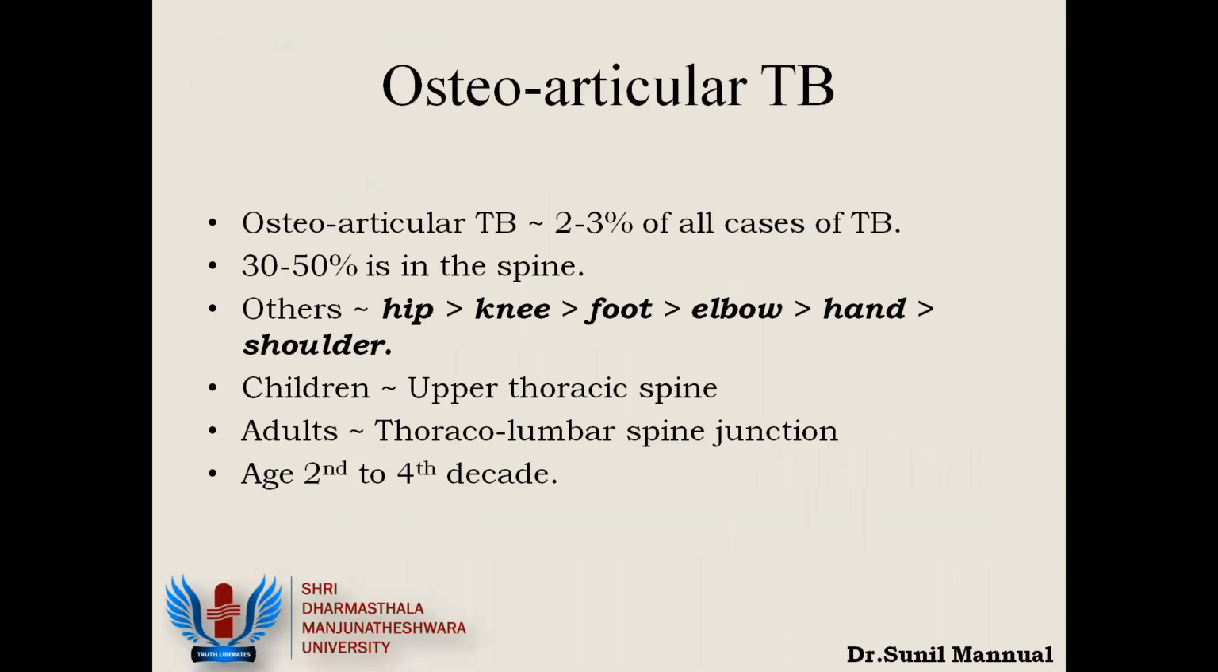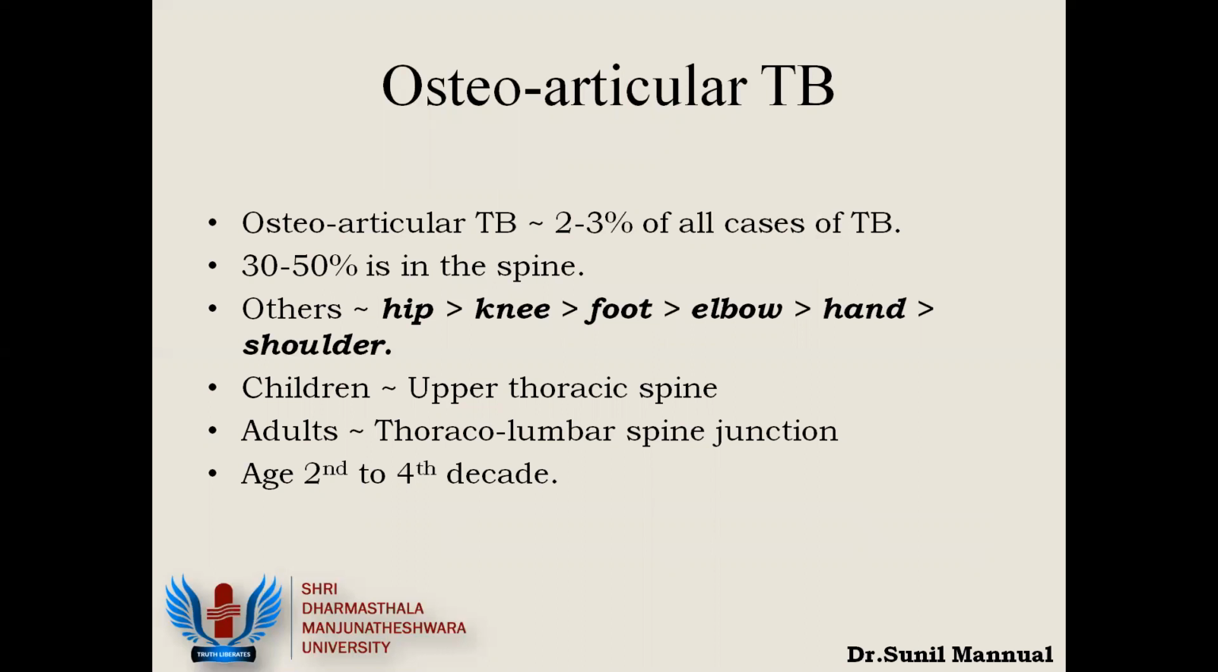I have labeled this slide as osteo-articular tuberculosis. By osteo-articular tuberculosis, what I mean is tuberculosis affecting the bones and joints. So that is the disease burden for an orthopedic surgeon. And osteo-articular tuberculosis is also an extrapulmonary kind of tuberculosis. That is, it is not a primary tuberculosis, it's a secondary tuberculosis.